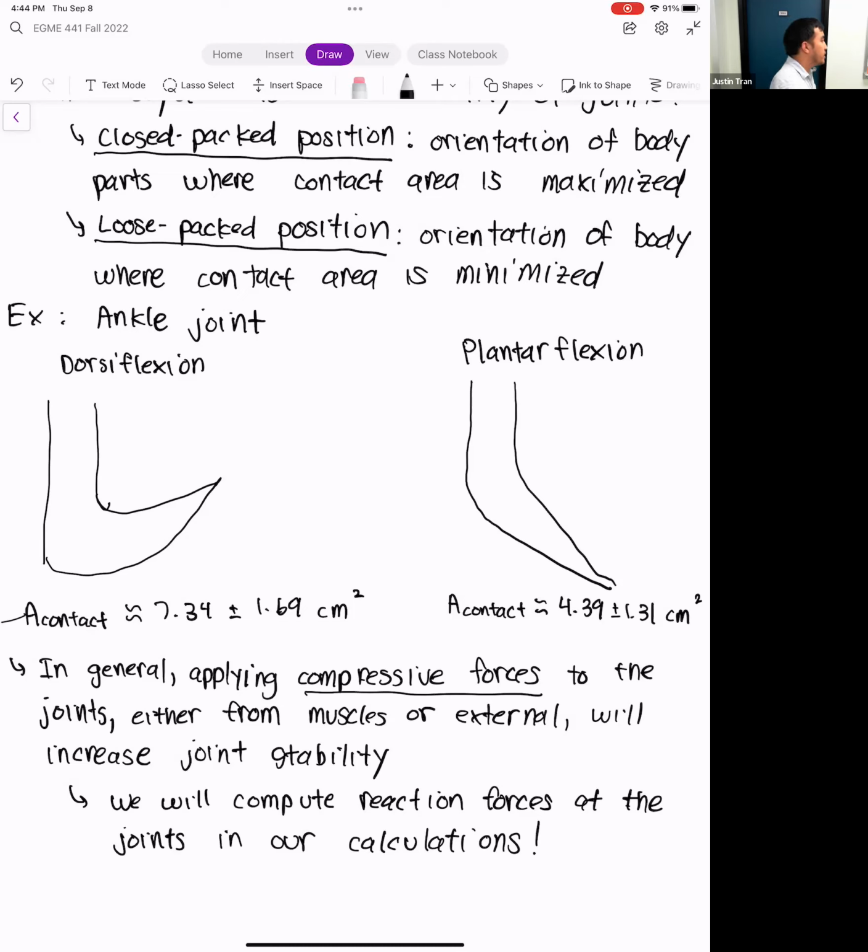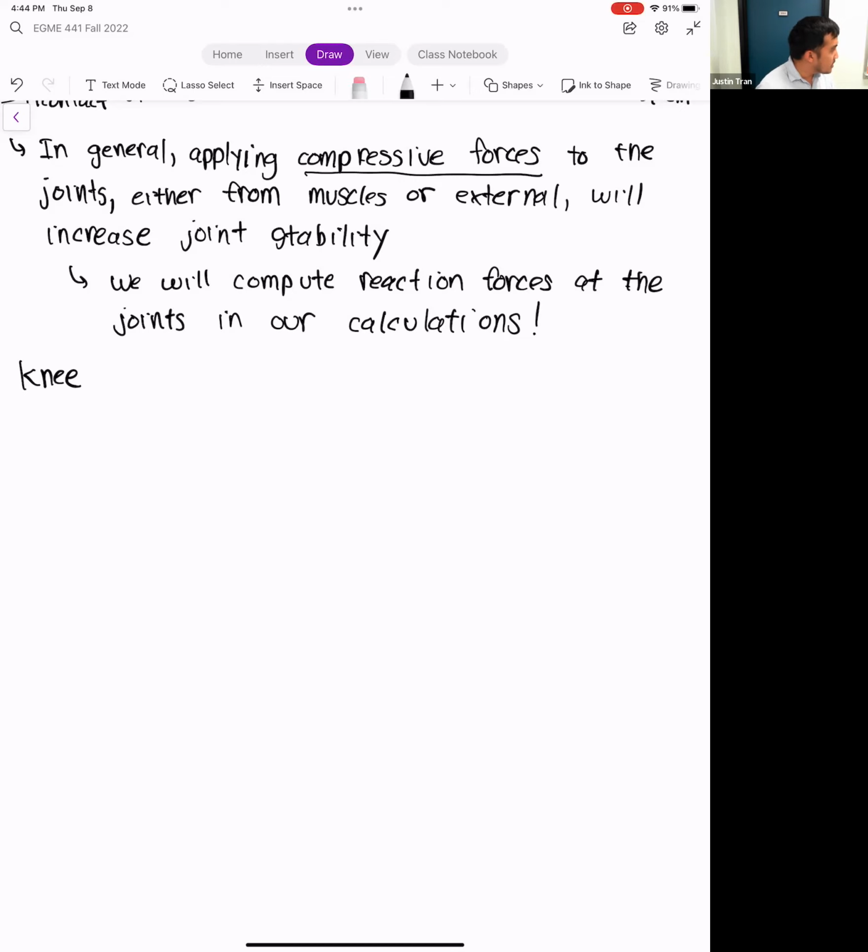I do want to talk about one very special joint in the body, and it goes along with the soft tissue point I was making earlier, and that's the knee joint. The knee joint is actually quite special because a lot of its stability is not determined by the bones, because the bones are actually quite a bad fit. And so your knee joint has a very complex network of ligaments that hold it together.